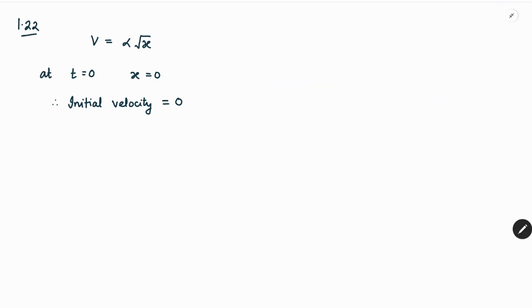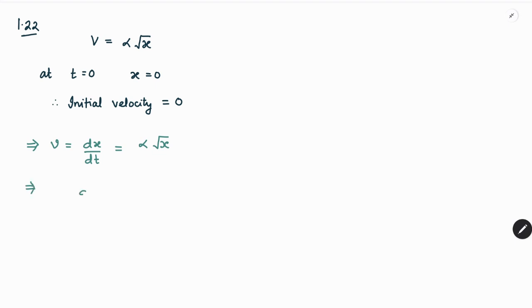Since over here we don't know if acceleration is constant or not, we are going to go with the definition. So we can write v as dx by dt, or ds by dt, and this is equal to alpha root x. And since s is equal to x in this present context, we are writing v as dx by dt, which is equal to alpha root x.